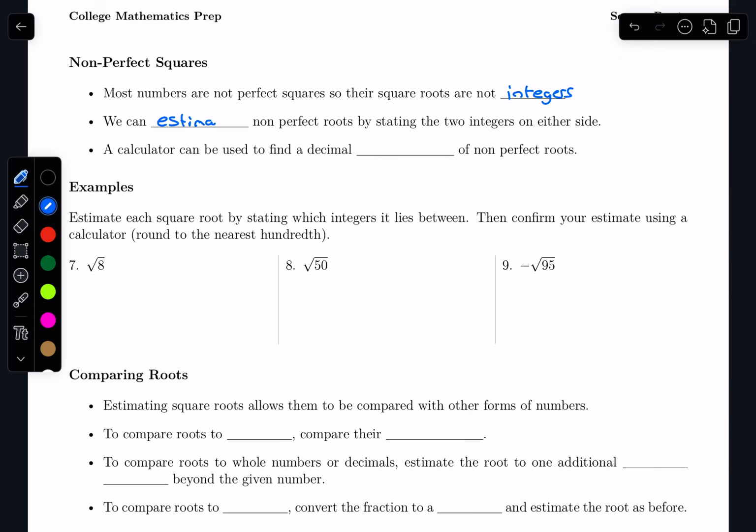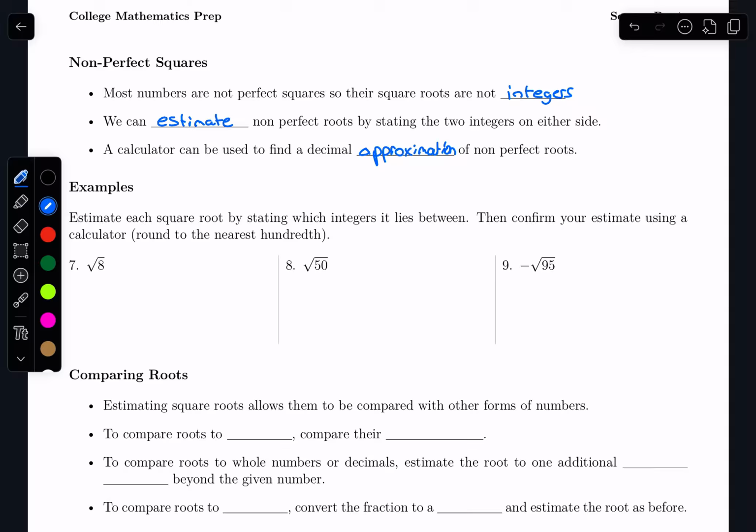Okay, so now we're going to practice estimating. And we have two different ways we can estimate. We can estimate non-perfect roots by stating the two integers that lie on either side of it. So we can say that it's between two integers, or we could be more exact than that, and we can use a calculator to find a decimal approximation of the root. And that will give us a very precise but not technically exact answer.